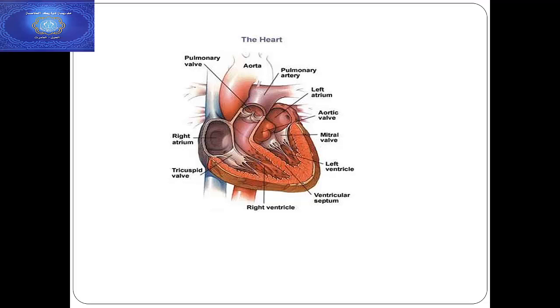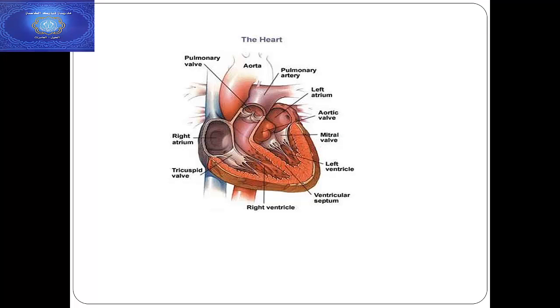Heart is made up of cardiac muscle. What is meant by cardiac? Cardiac is related to heart. So heart is also called myogenic. Myogenic means it can rhythmically contract and relax. For this, heart has special features inside.